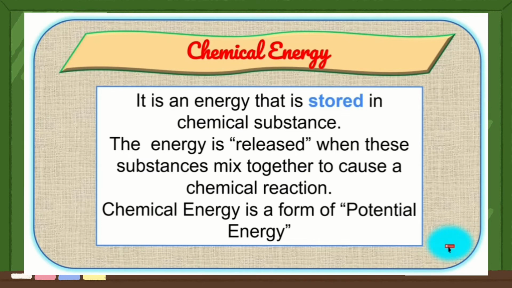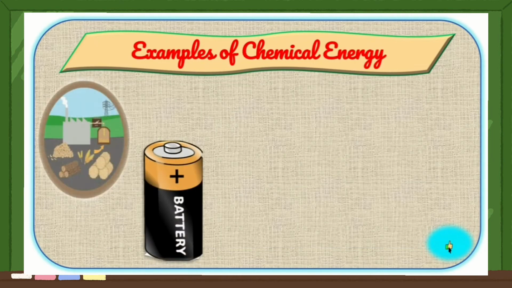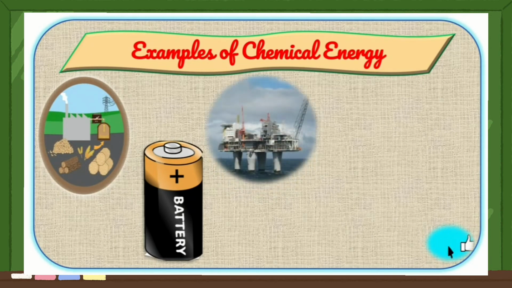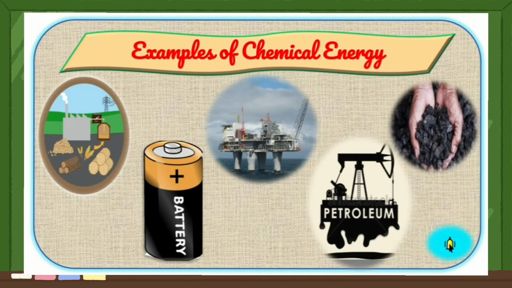Okay? So, example of these are the following: the biomass, battery, natural gas, petroleum, and coal. Mostly, when the chemical energy is released from a substance, it is transformed into a new substance completely. So, say for example, yung ating petroleum fuel, kapag ginamit na natin ito sa sasakyan, nagpo-produce na po ito ng heat energy or nagpo-produce ng light energy. So, marami na po siyang gamit.